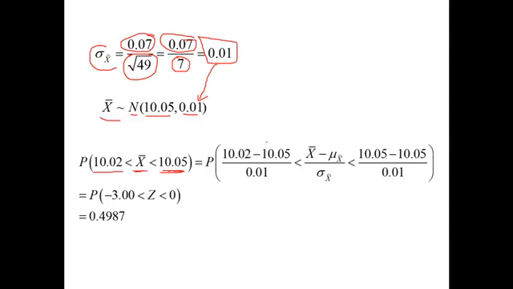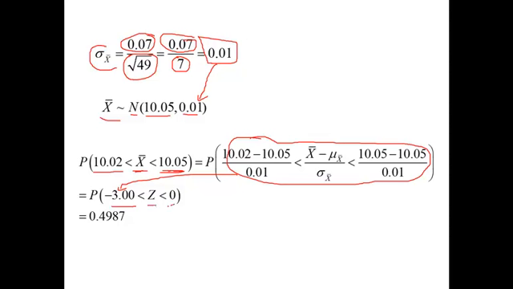Well, you take the z-score of everything in sight, and you do the math on it, and this is the probability that z is between -3 and 0, and this is just a table lookup. And so our table lookup is 0.4987, almost 50%.